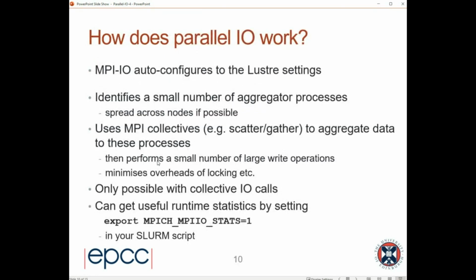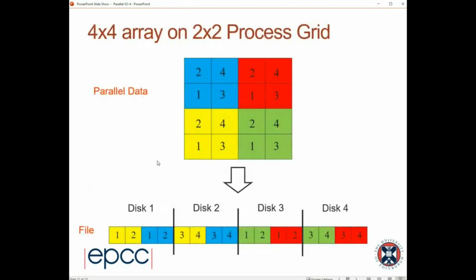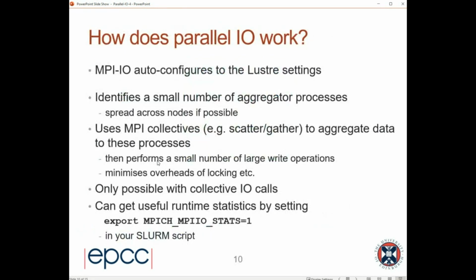So how does parallel I/O work, at least for MPI-IO? Well, the first thing is MPI-IO auto-configures to the Lustre settings. That's why I don't recommend using the hint thing. Basically, if it sees that you're writing across 12 stripes, it will nominate a particular node to write to each stripe. These are called aggregator processes. You don't see this, it's under the hood, but it spreads them across nodes if possible.